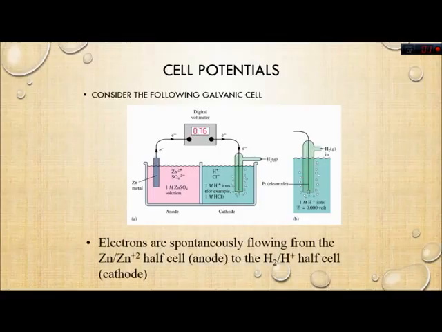These electrons are spontaneously flowing from this part, that is the Zn to Zn2 plus half cell, or you can say it is the anode. Here zinc is oxidized, and H plus is reduced to H2 at the half cell cathode. This is the cathode part. It means the electrons are flowing from anode to cathode. You can see from this diagram. This diagram is explained very well.